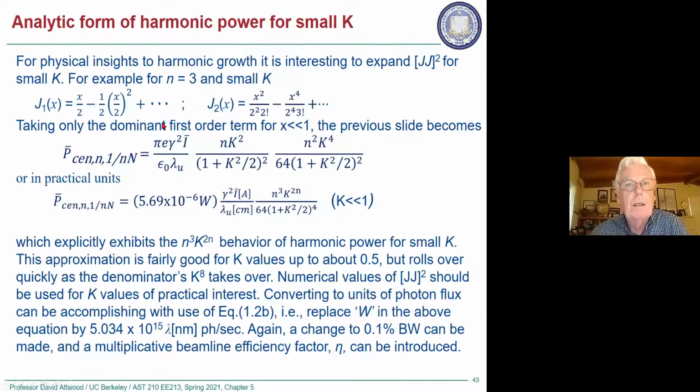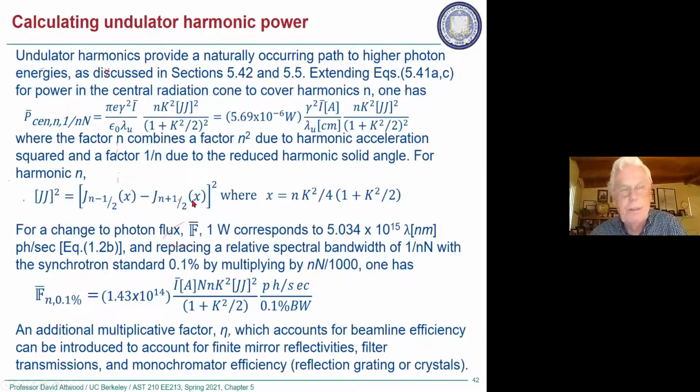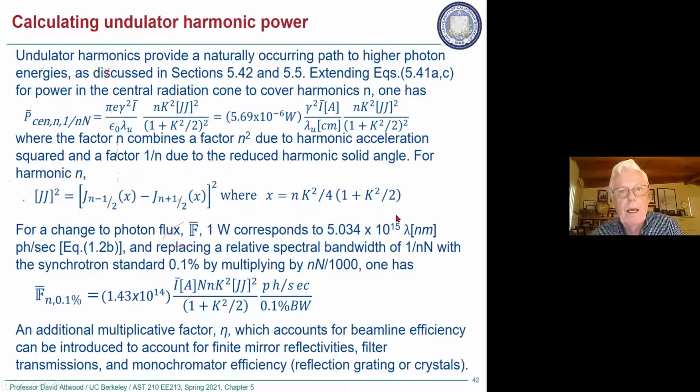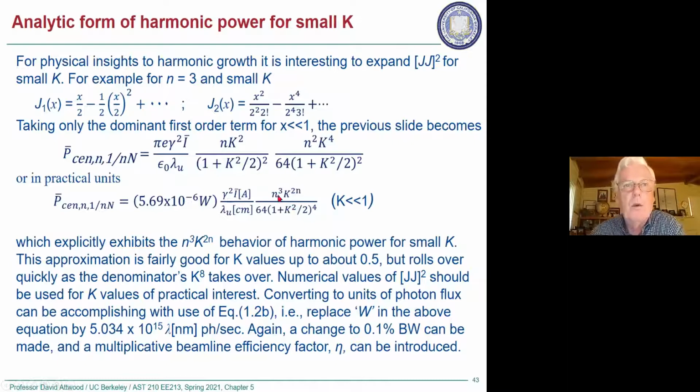So did we get the Bessel function? Yeah, so here's the Bessel function. Here's the JJ squared term. It's the difference between the two Bessel functions squared. And for small k, which would be small x, this is what J1 looks like, and this is what J2 looks like. And if you go back, x was defined here. If you go back and you put those in, what you'll find is your original formula that we had is here, but the JJ squared term is replaced by this. This is what's left. This is what we had before.